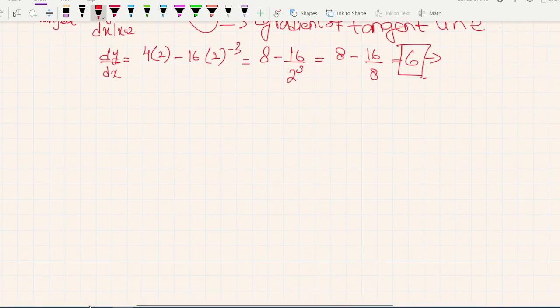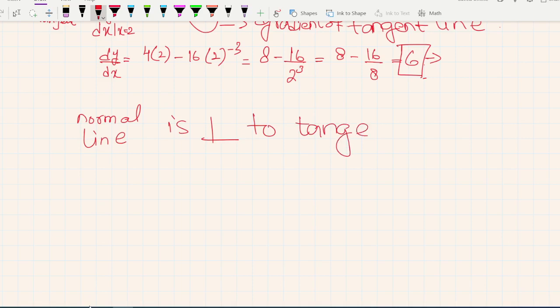Okay. Now we know that the normal line is perpendicular to the tangent line. So if the gradient of the tangent line is 6, and if we recall from coordinate geometry that the gradients of perpendicular lines are negative reciprocals of one another, the gradient of the normal line would be the negative reciprocal of 6. So negative and reciprocal is 1 over 6. So m of normal is negative 1 over 6.